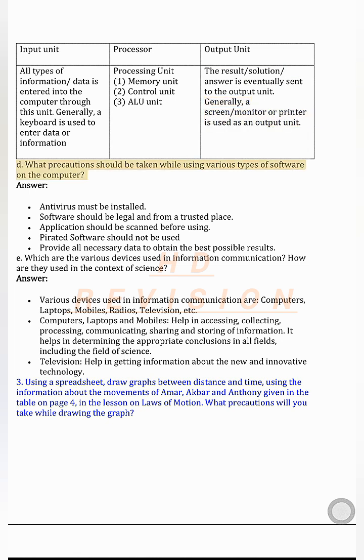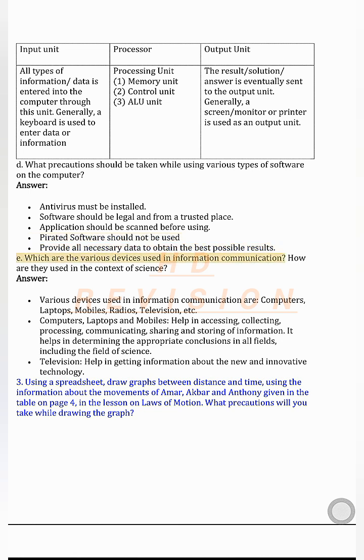D. What precautions should be taken while using various types of software on the computer? Answer. Antivirus must be installed. Software should be legal and from a trusted place. Applications should be scanned before using. Pirated software should not be used. Provide all necessary data to obtain the best possible results.